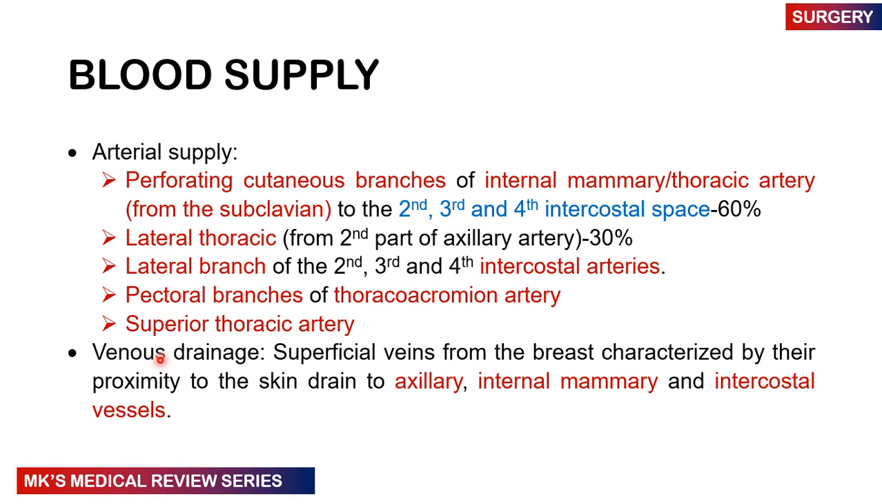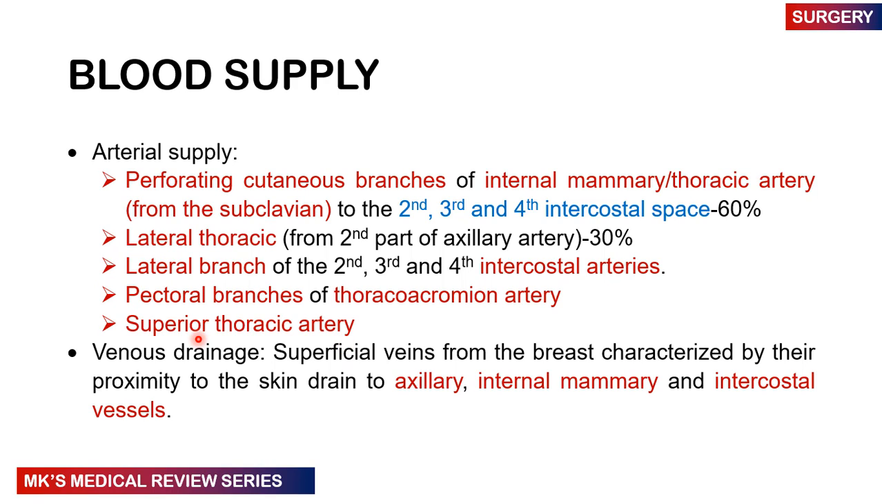So there is some blood supply, arterial supply, which is pretty much 60% coming from the perforating cutaneous branches of the internal mammary or thoracic artery from the subclavian. So it's going to the second, the third, and the fourth intercostal space. Then you have the lateral thoracic from the second part of the axillary artery, which is accounting for 30%, the lateral branch of the second, third, and fourth intercostal arteries. Then you also have the pectoral branches of the thoracoacromial artery and the superior thoracic artery.